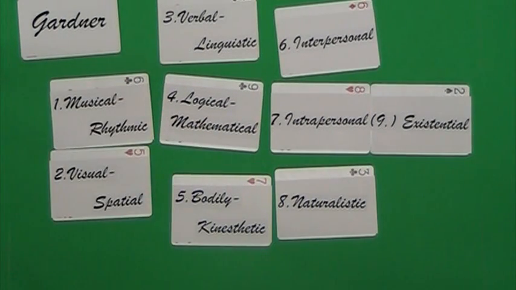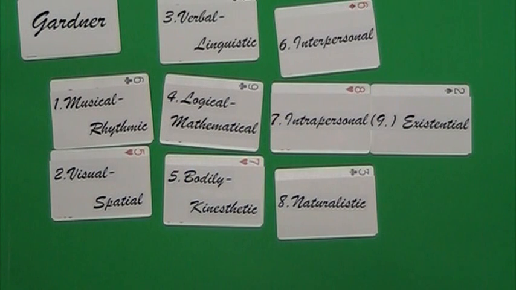Logical mathematical. This area has to do with logic, abstractions, reasoning, numbers, and critical thinking. This also has to do with having the capacity to understand the underlying principles of some kind of causal system. Logical reasoning is closely linked to fluid intelligence and to general intelligence.